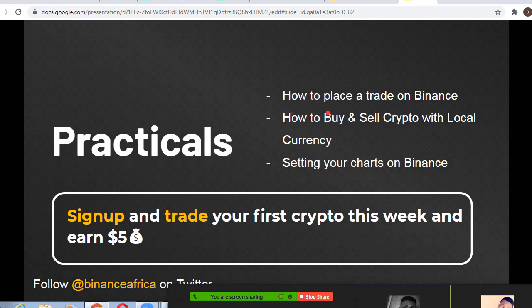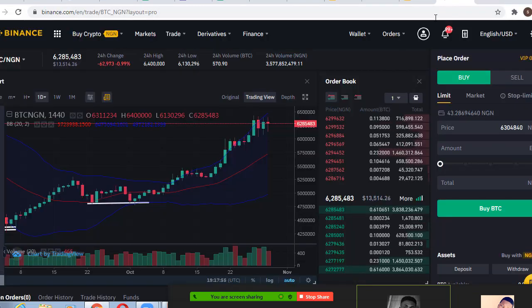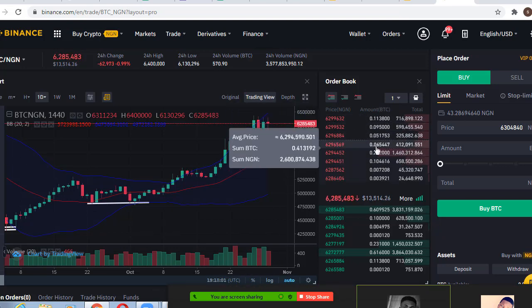You have to get verified, complete your KYC, and then you place a trade. You buy and sell with your local currency, and then do some chart setting. That one's no problem, but the most important thing is for you to buy in your local currency. It's very, very simple. So let me give a practical demonstration of how you can buy in your local currency.